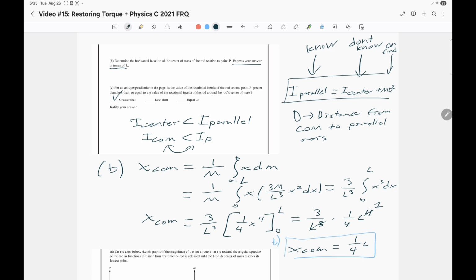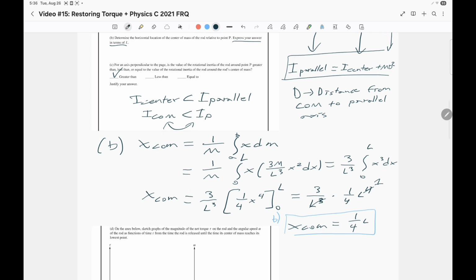But if you really wanted to, you can find that and then directly compare the two values, and that sets you up for a very easy explanation. But there's a lot of work leading up to that point. And if you get any of the work wrong, they could take off points. So I think this is the easiest, most effective way to tackle that question. So it is greater than.